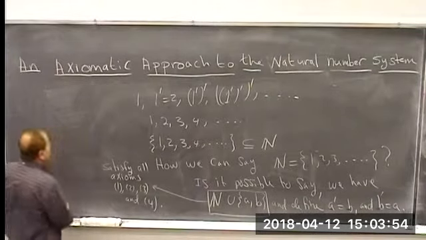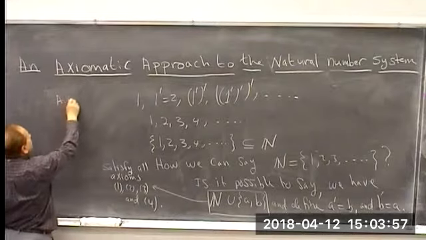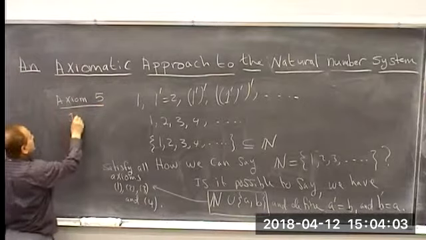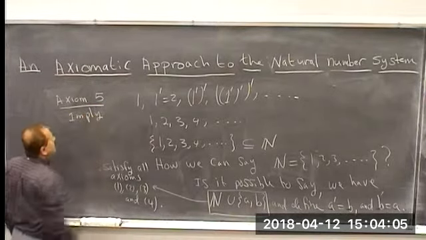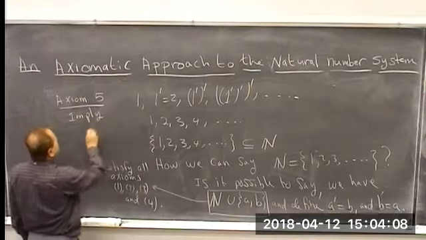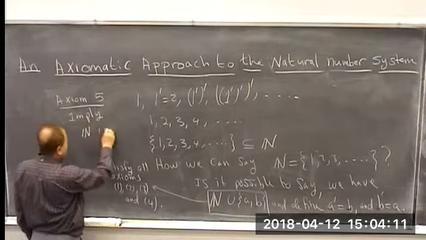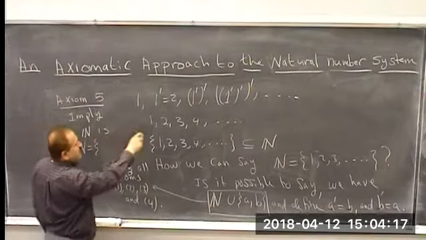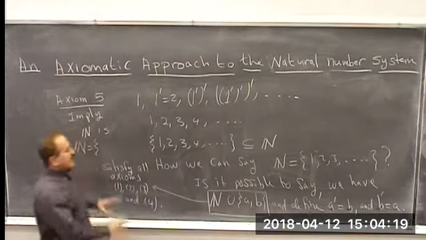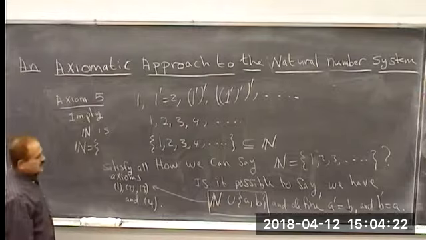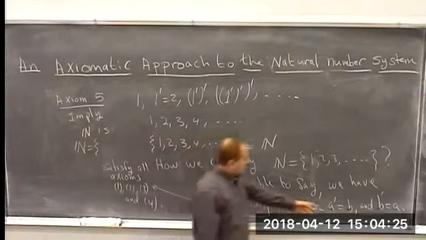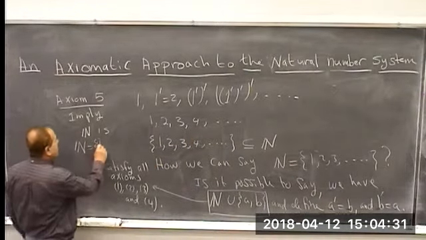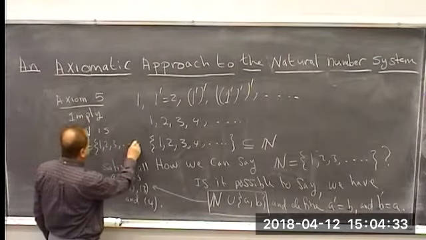So axiom 5 implies that N is what we know of. N consists of just successors of 1. If you want to do this, you cannot have other symbols to it, such as an A and a B, which satisfy these two conditions. So this is the one which we know of.